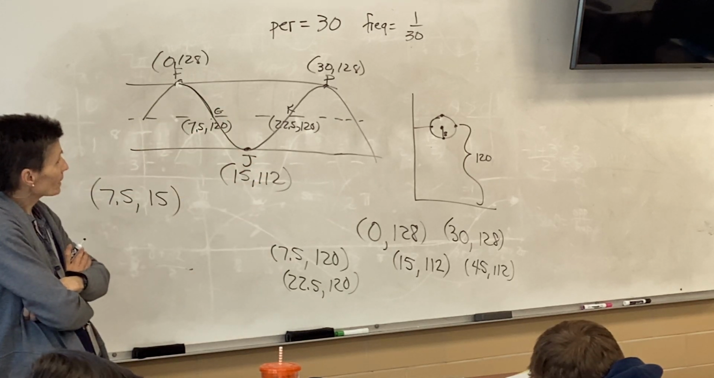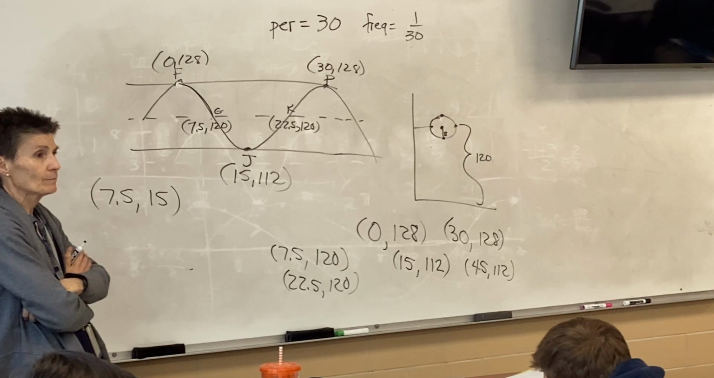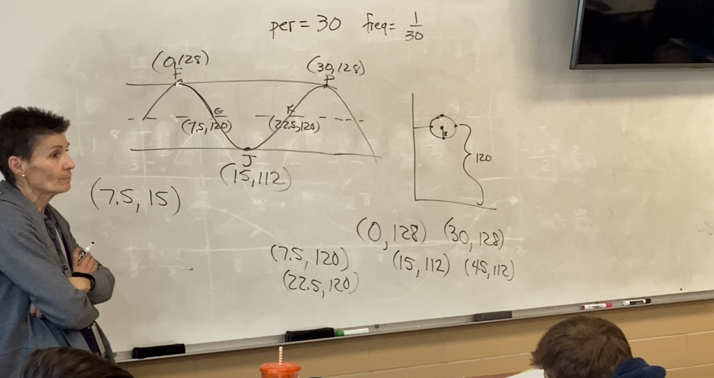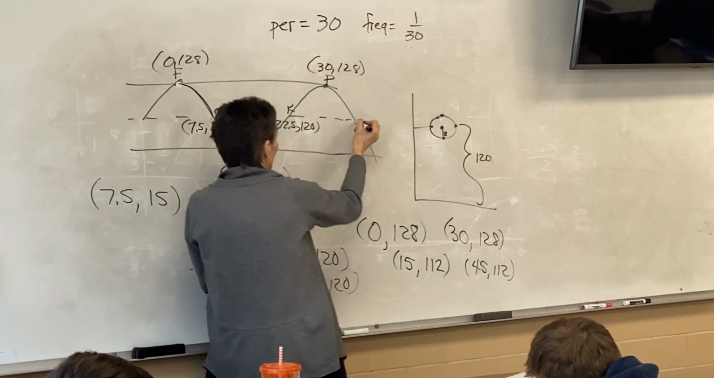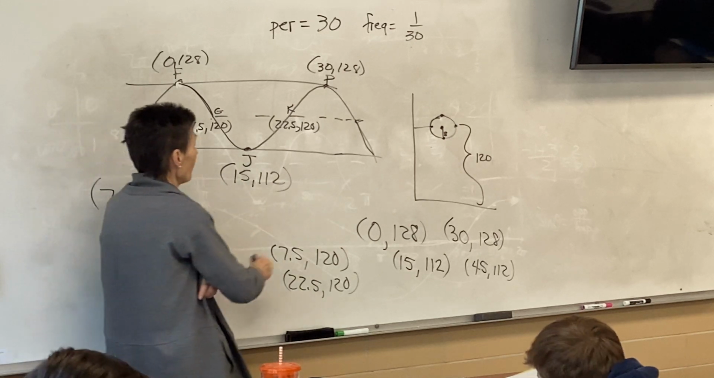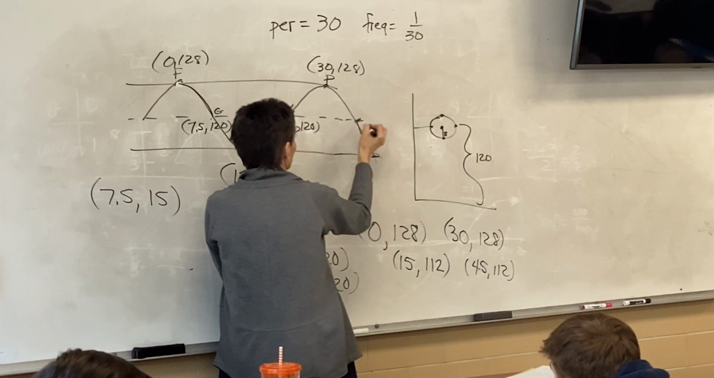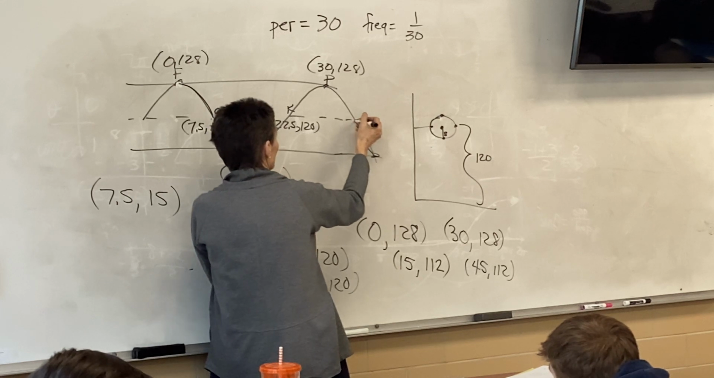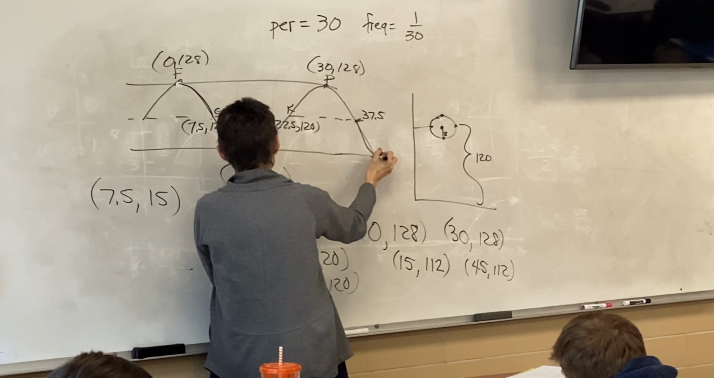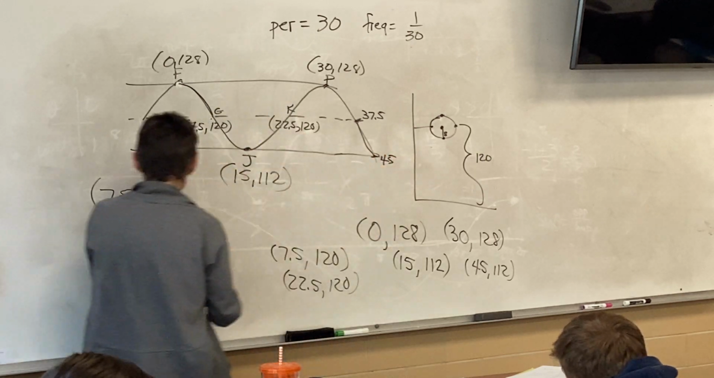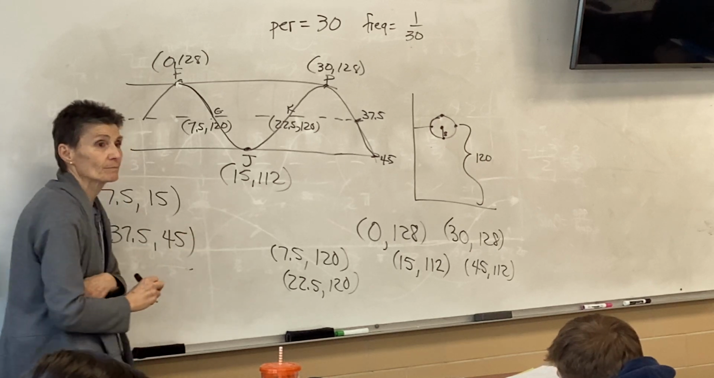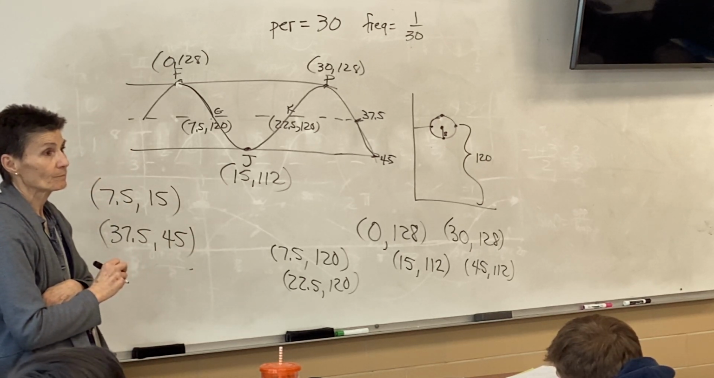Okay. Is there another one up there? Well, there are millions. You just have to find another one. Is there one right here? Okay, so what would that be? What would the x coordinate of this point be? 37.5. And what would the x coordinate of this point be? 45. So from 37.5 to 45 would be another one.